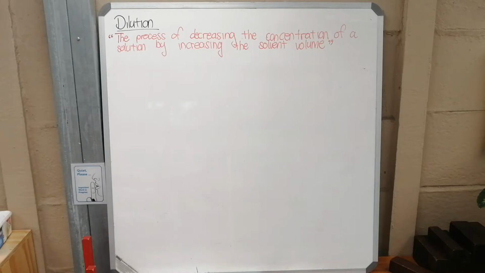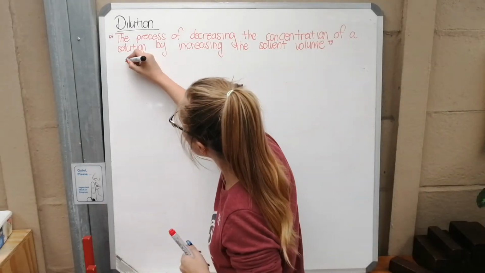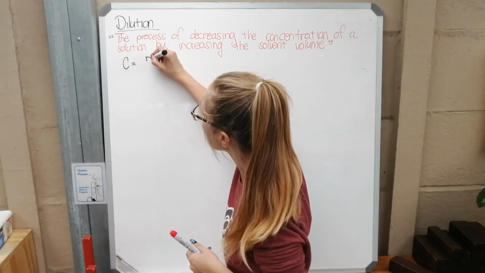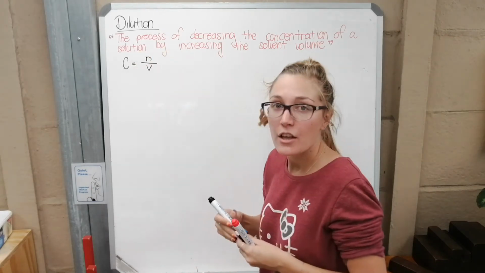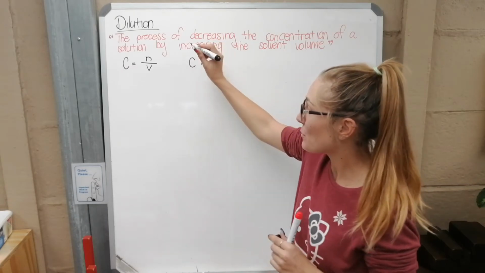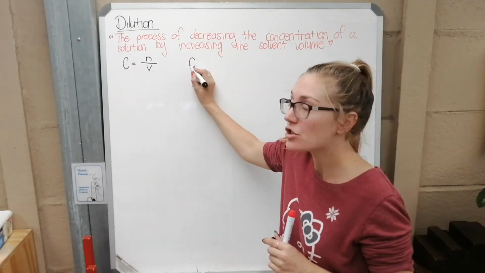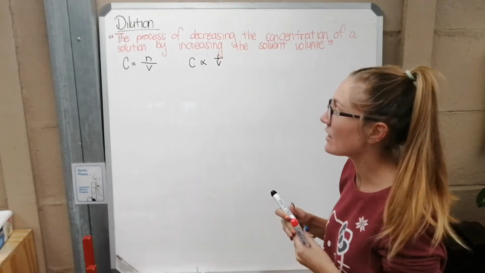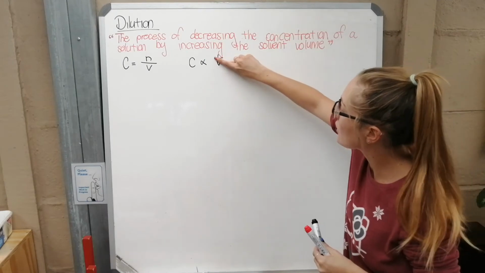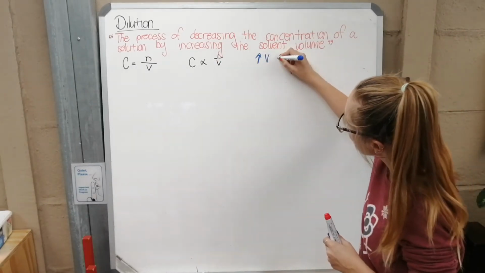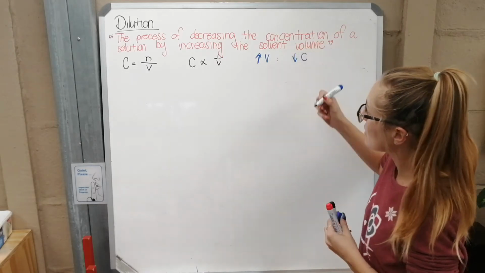So just to see that mathematically, we know that one of our formulae for the concentration of a solution is C equals n over V. We can see from this that the relationship between the concentration of your solution and the volume of your solvent is an inverse relationship. So it's proportional to 1 over the volume, which means as we increase the volume, we're going to see a decrease in concentration.